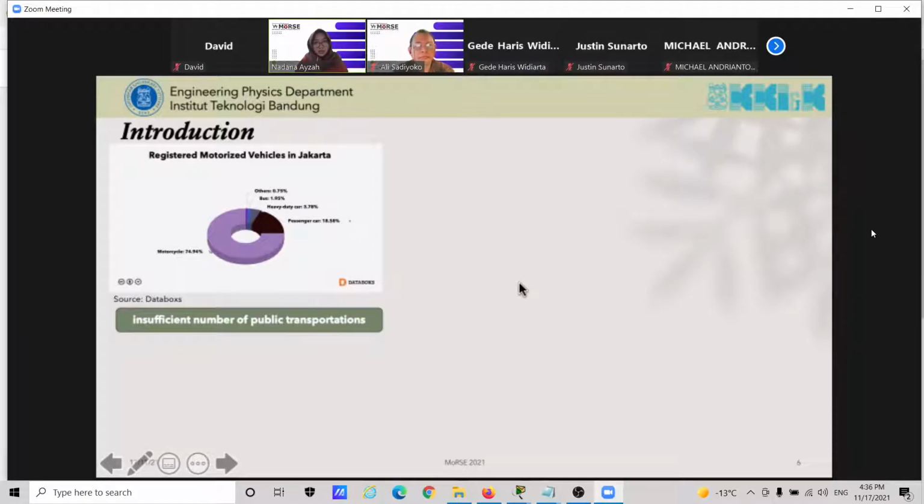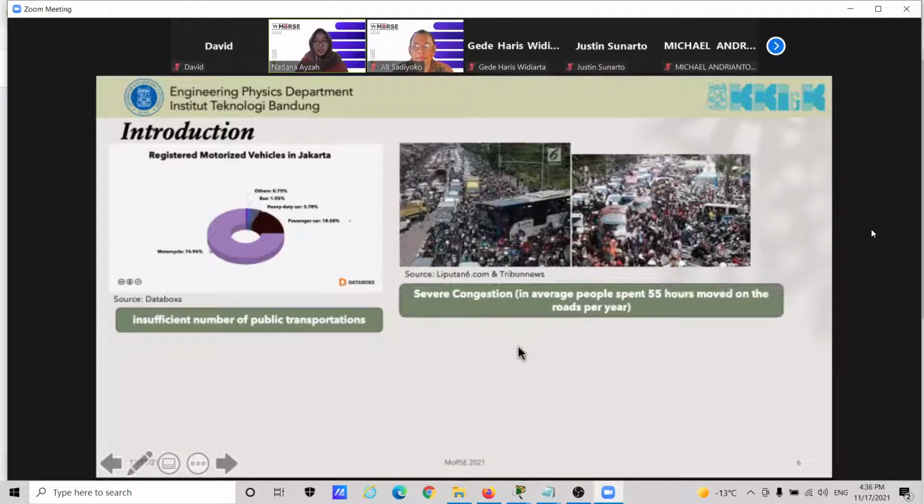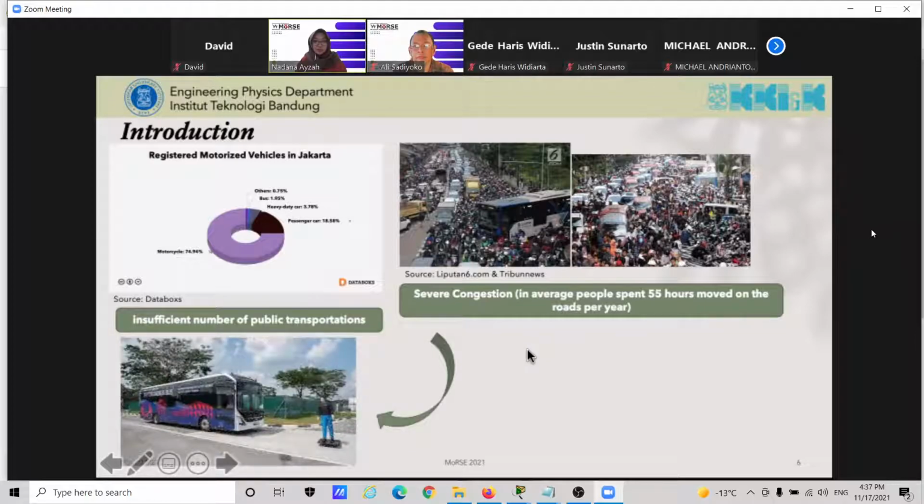The result of the insufficient number of public transportation is severe congestion. We get data that on average, people spend about 55 hours per year on the road. We can propose a solution: mass rapid transportation, which can mobilize a large number of people and reduce the space taken by vehicles. And as we move to the autonomous system era, we can direct to the autonomous bus to be the solution of this problem.